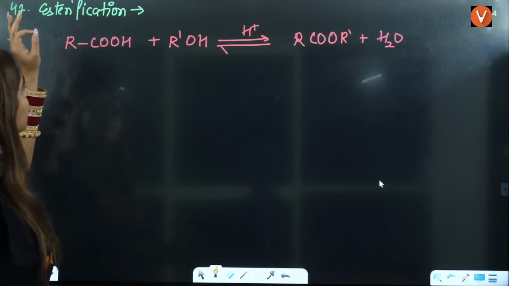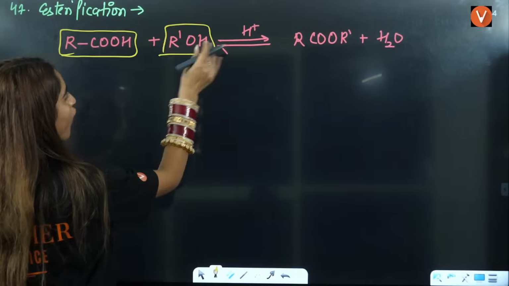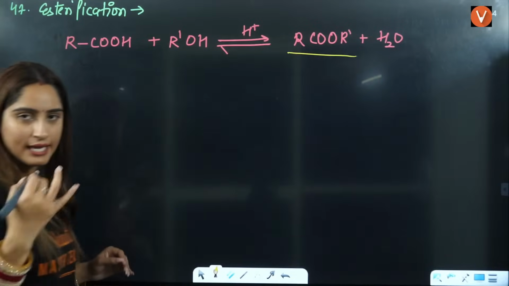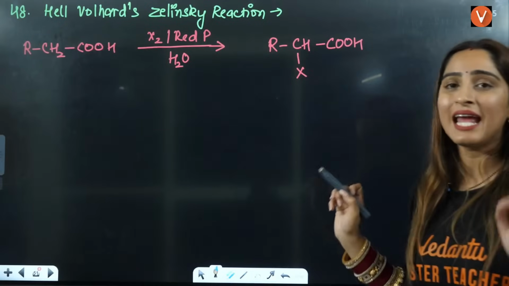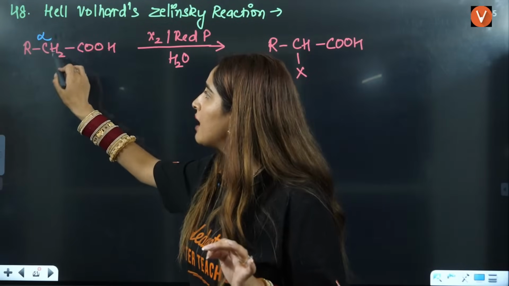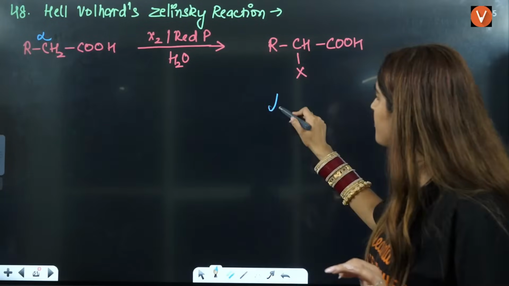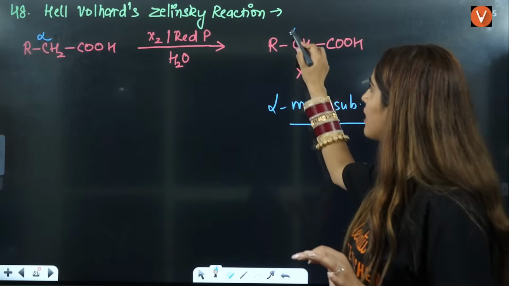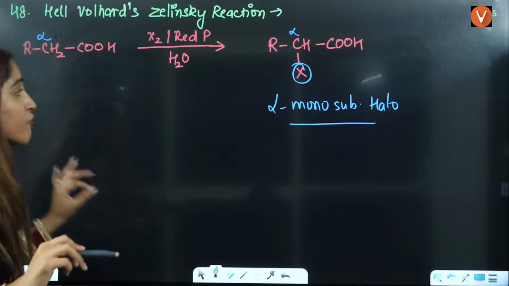Okay? Now, next is esterification reaction. So, in esterification reaction, you have acid and you have alcohol. What will happen? This OH and H will leave and you will have the formation of ester here. Right? Next is Hell-Volhard-Zelinsky reaction, HVZ reaction. In HVZ reaction, what you have is X2, red phosphorus and water. Here, from the alpha carbon, the hydrogen is replaced by the halogen. That means alpha monosubstituted halo product is formed. On the alpha position, one halogen is substituted. Alpha monosubstituted halo product is formed here.